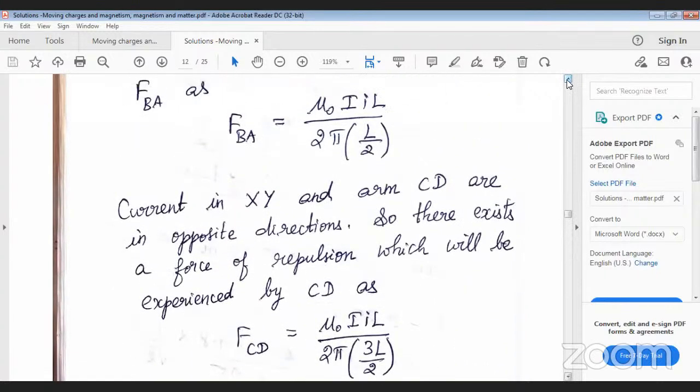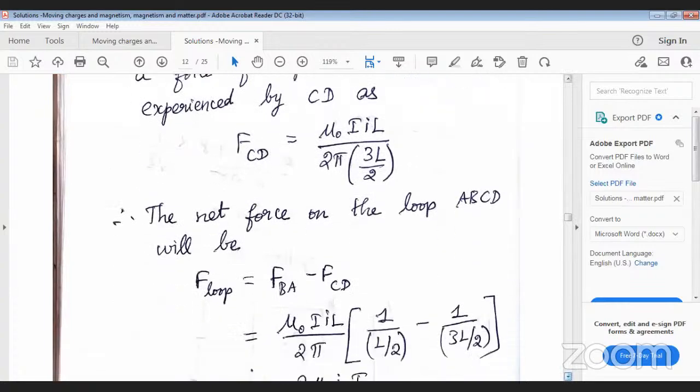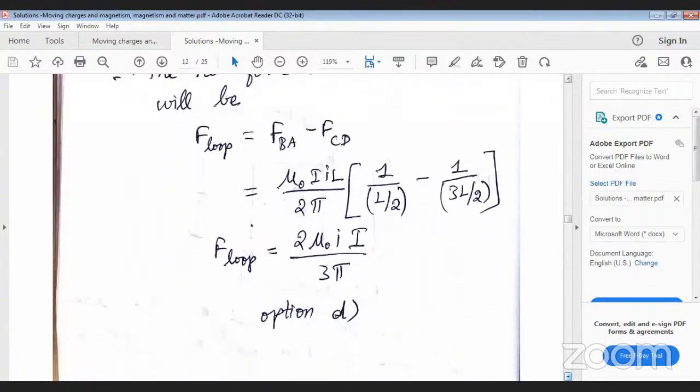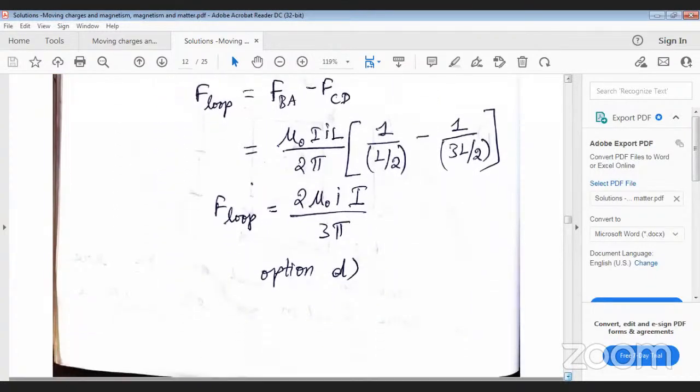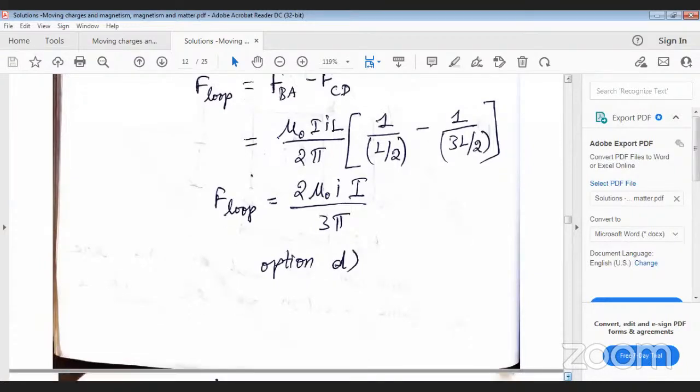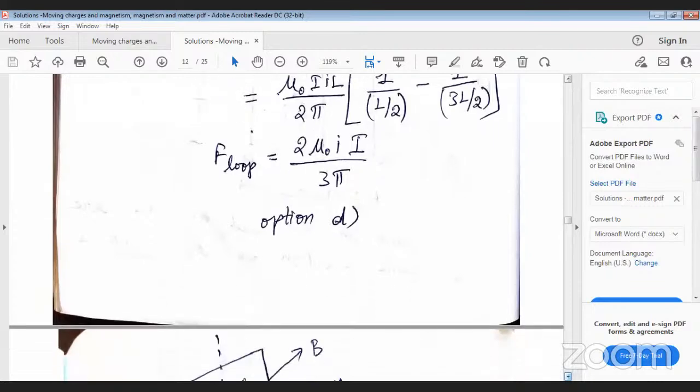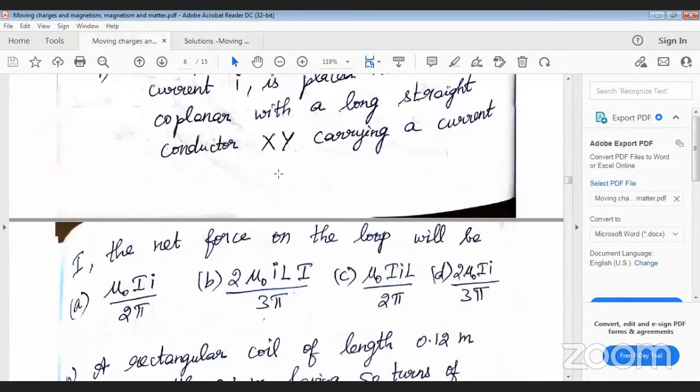We have F_BA and F_CD. We can substitute the values here, simplify it, and then we will be getting 2 mu naught I i by 3 pi. This is the force on the loop. So this is option D.